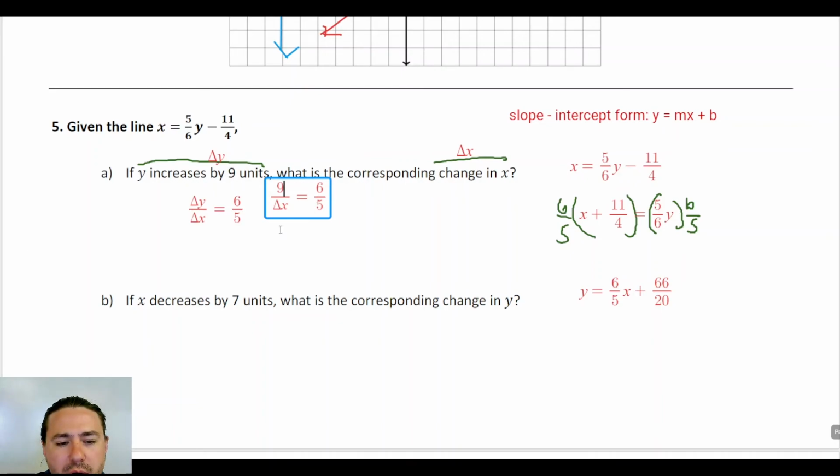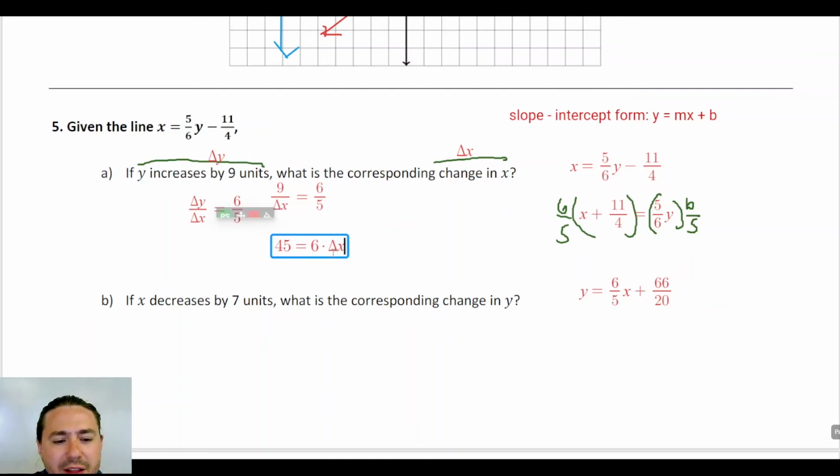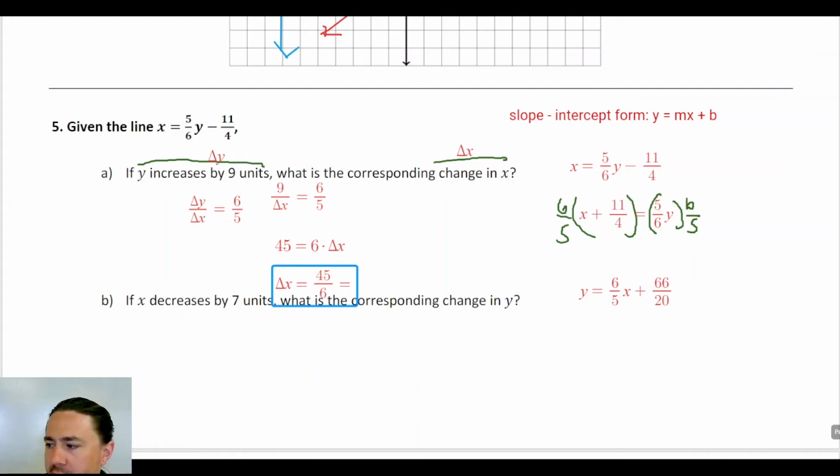So we'll use the cross products property here. We're going to cross multiply and get 9 times 5, which is 45, equals 6 times delta x. There we go. And so the last step here is going to be to divide both sides by 6. So we get our change in x. The corresponding change in x is going to be 45/6, which should reduce, let's see, we divide all that stuff by 3. We should get 15 halves. Okay, so that's going to be our answer here. The corresponding change in x is 7.5.